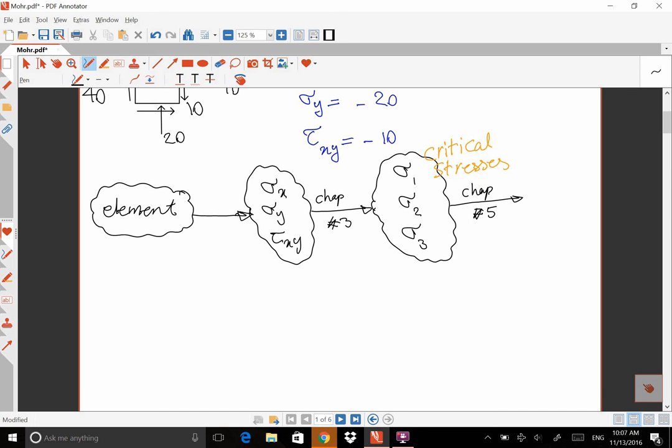For example, here you can be asked to find safety factors based on different methods: based on maximum normal stress, based on maximum shear stress, based on distortion energy, based on Coulomb-Mohr circle, or any other questions. To answer these questions, we need to know the critical stresses. Sometimes critical stresses are given to us directly. Sometimes they are not, and we have the general stresses. In that case, first we need to convert the general stresses to critical stresses, and then find those values.